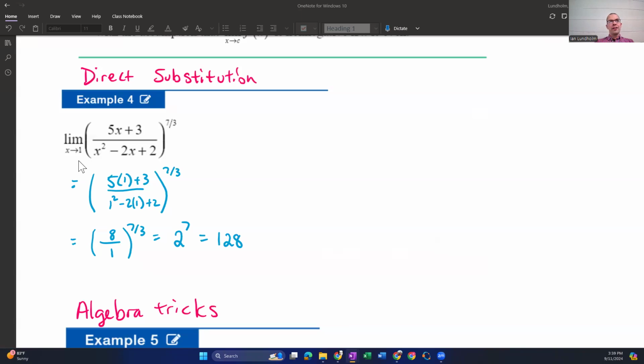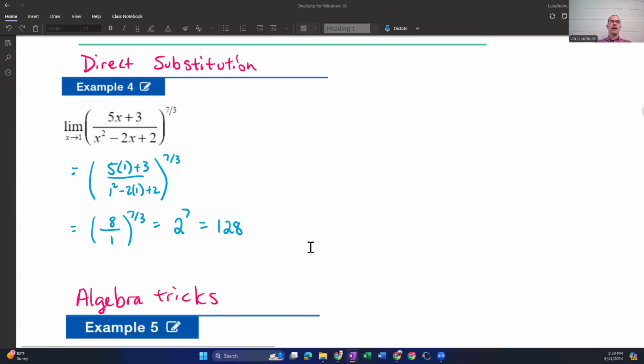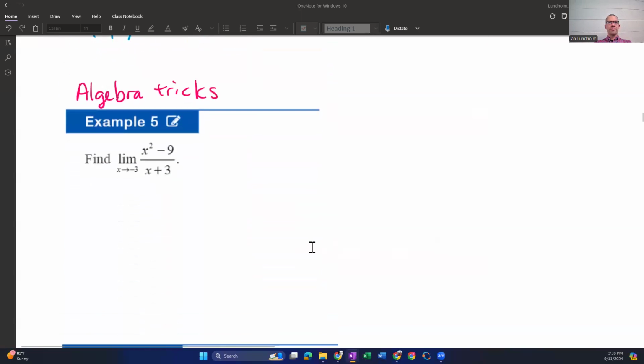So when we are working with nice functions like this, this is a rational function, we've got a rational power, we can trust that these are continuous on their domain, and instead of having to graph things and look at left-hand limits and right-hand limits, we can just plug the x value in and get an answer for evaluating the limit. Pretty cool. Okay, moving on to algebra tricks.